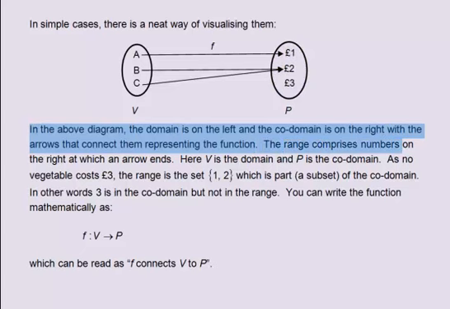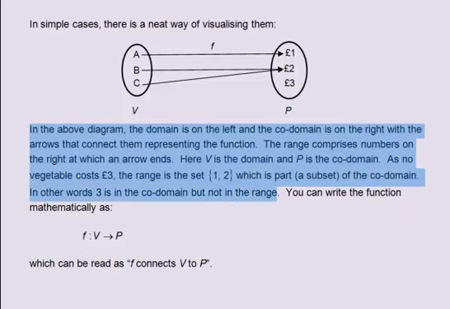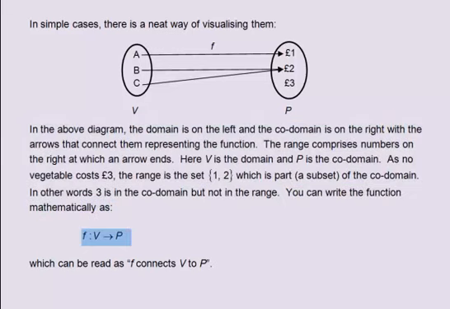The range comprises numbers on the right at which an arrow ends. Here, V is the domain and P is the codomain. As no vegetable costs £3, the range is the set {1, 2}, which is a subset of the codomain. In other words, 3 is in the codomain but not in the range. You could write the function mathematically as f: V → P, which can be read as f connects V to P, with the colon meaning connects, and the arrow meaning to.